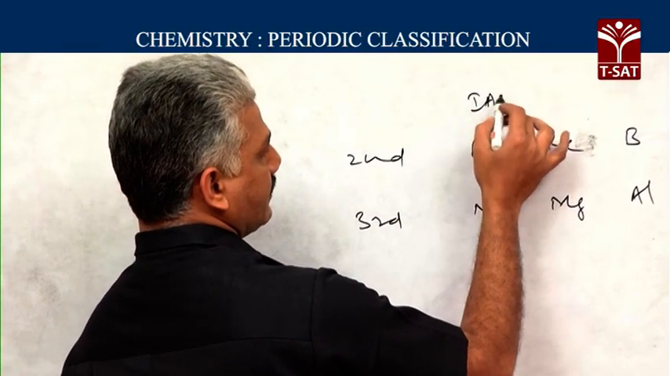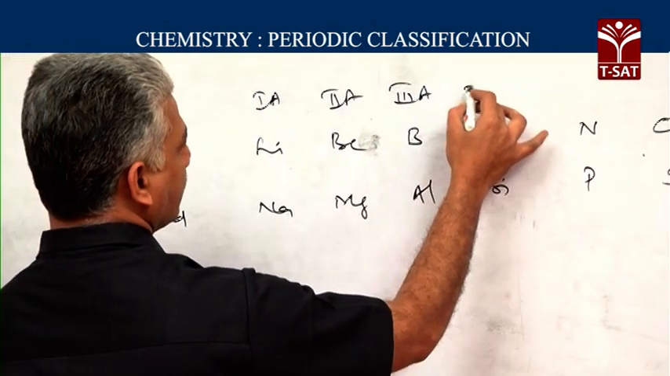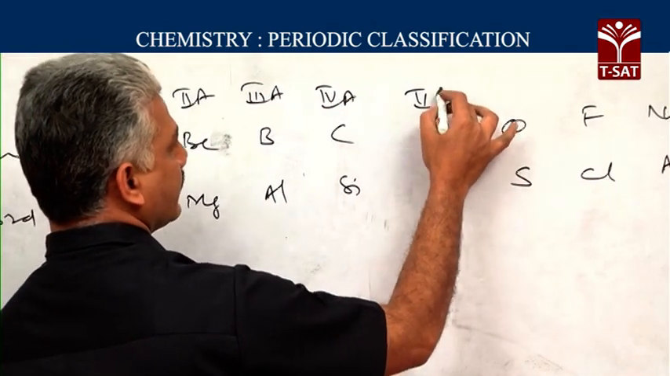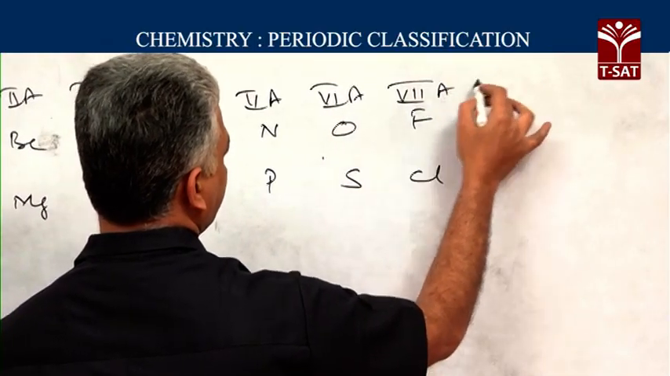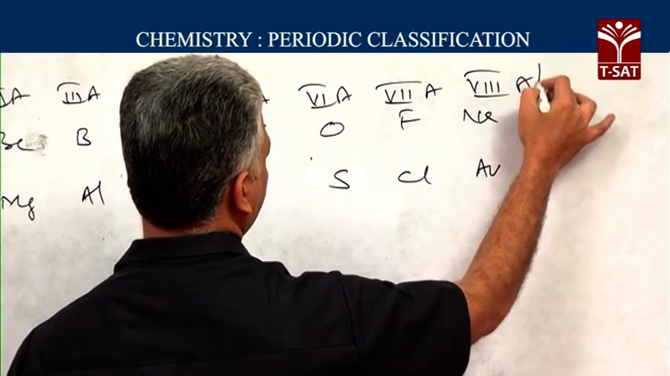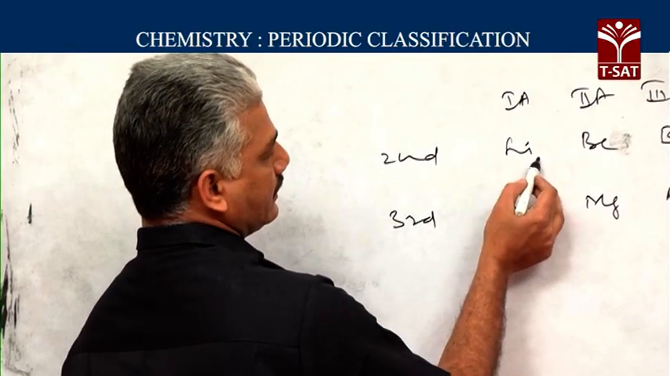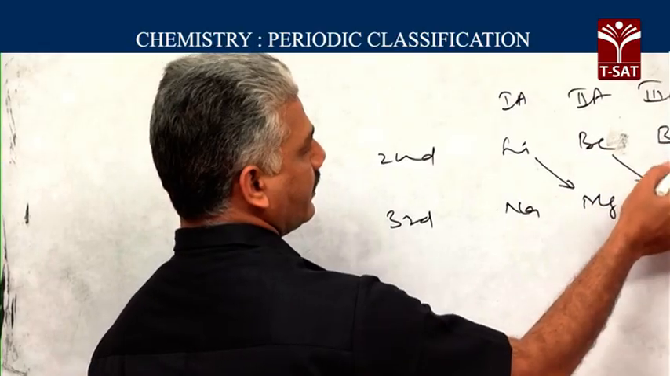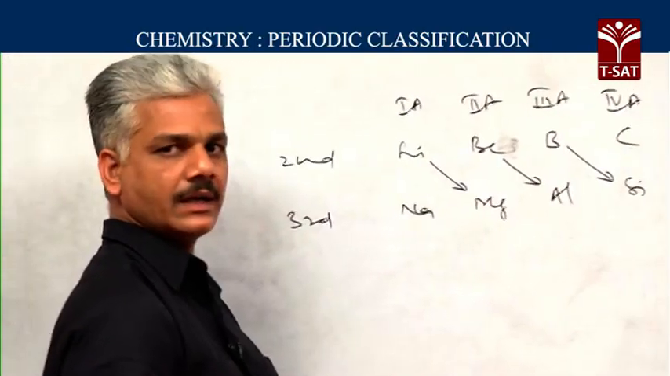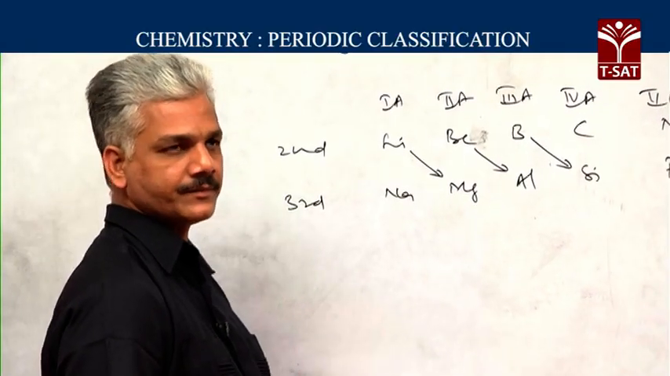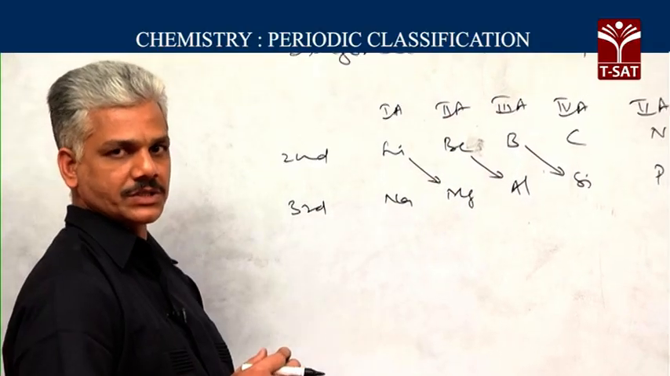These elements belong to 1A, 2A, 3A, 4A, 5A, 6A, 7A and 8A, also called the 0 group. Now, these elements were found to be very much similar in their physical as well as chemical properties. This phenomenon is called a diagonal relationship.